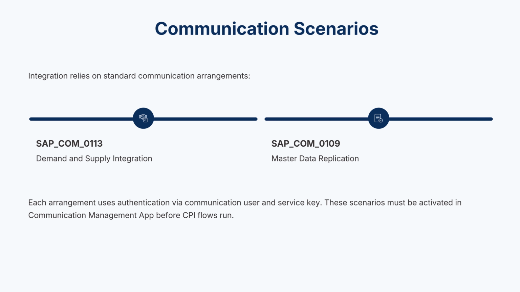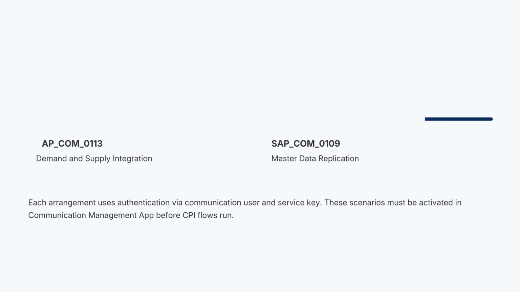Communication scenarios. In S/4HANA Cloud, every integration runs on a communication scenario. For IBP integration, two key ones are used: SAP COM 1.3 for demand and supply data, and SAP COM 1.09 for master data replication. Each uses a communication user and service key for authentication. You'll activate these in the Communication Management app, a prerequisite before data flows begin.